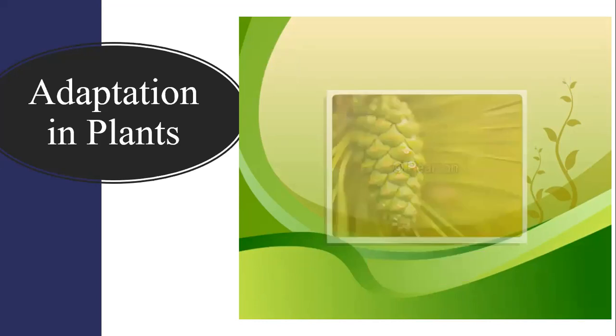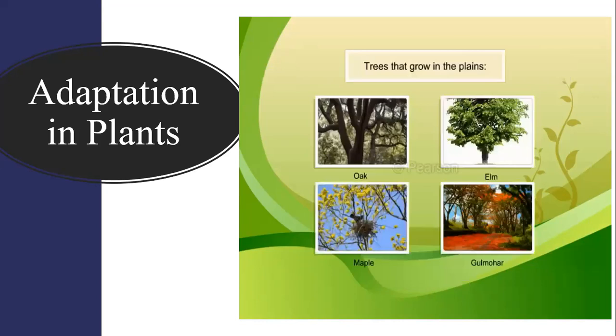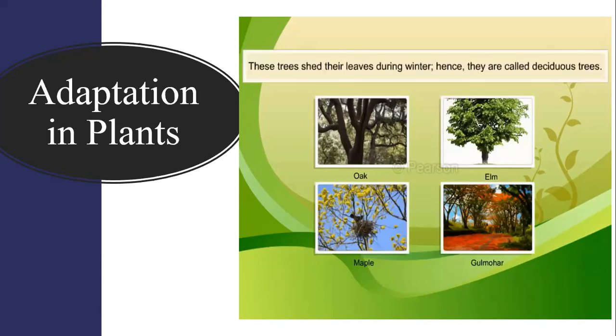Trees like the oak, elm, maple, and gulmohar grow in the plains. These trees can bear the heat of summer. During winter, they shed their leaves. Hence, they are called deciduous trees. Shedding of leaves helps them prevent water loss and survive in winter. When the season changes, they develop fresh leaves.